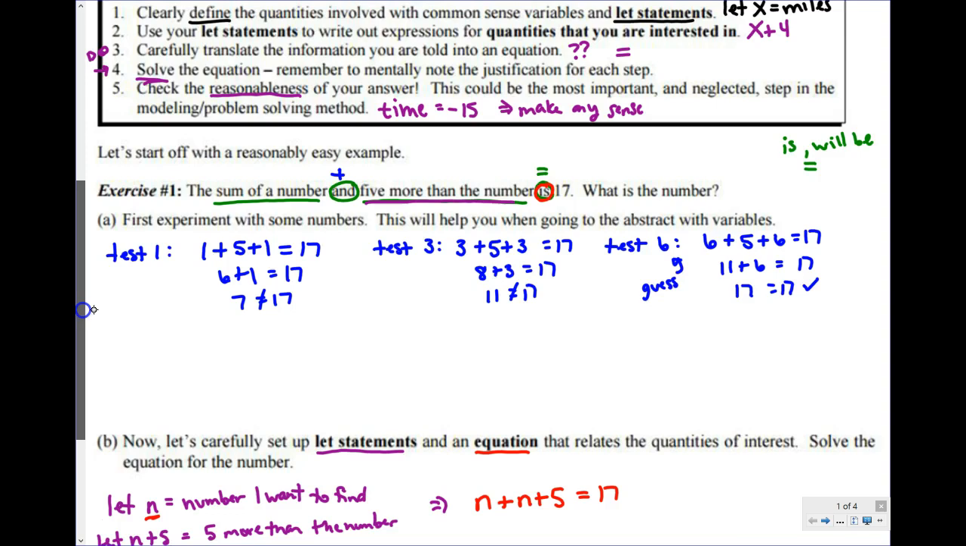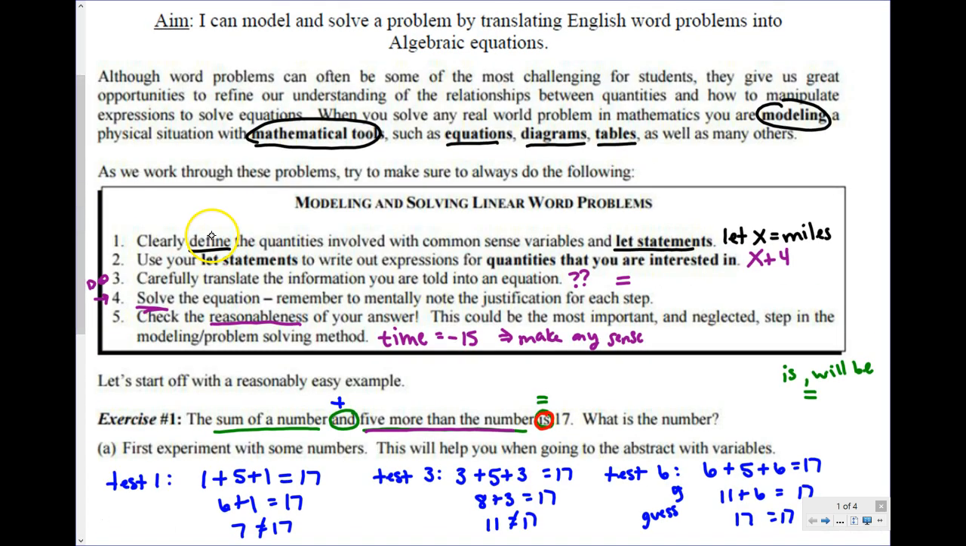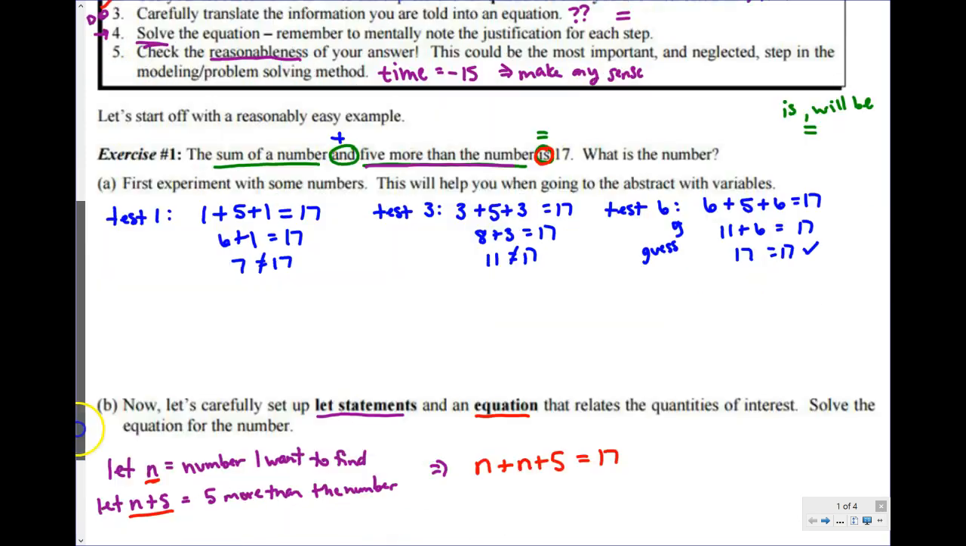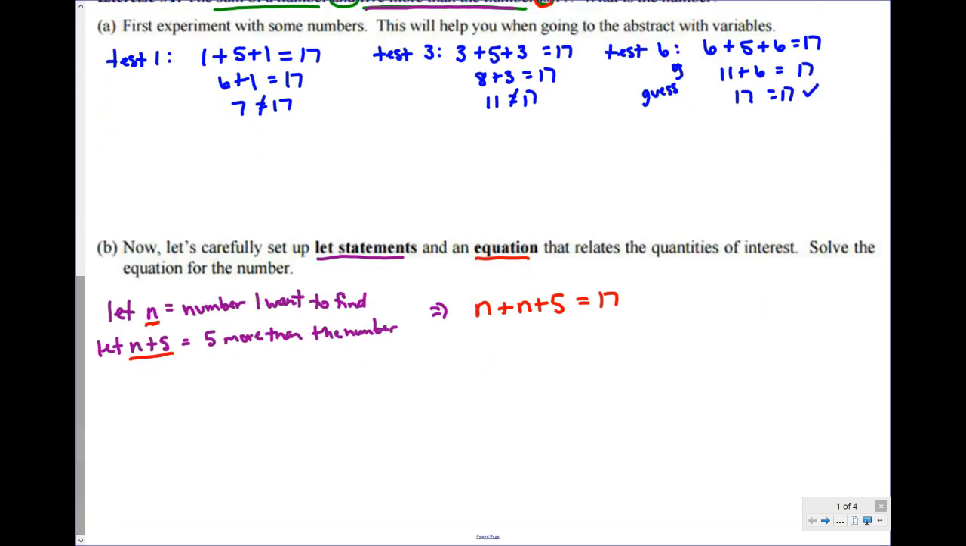So if I go back up to here, scroll up, I've defined my quantities. Check. 2, did I use my let statements? Check. Did I translate into an equation? I did. Now step 4 says solve the equation. So let's solve. First I need to combine my like terms. Remember there's little invisible 1s here. So this is like saying 1n plus 1n gives me 2n. Carry down the 5, carry down the 17.